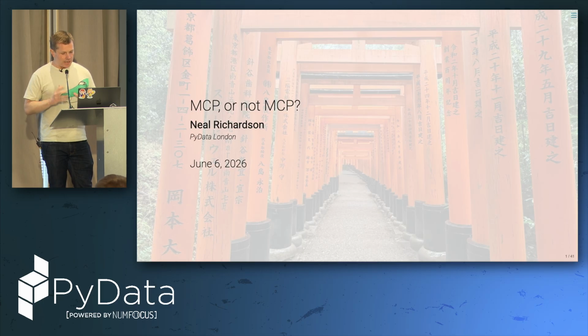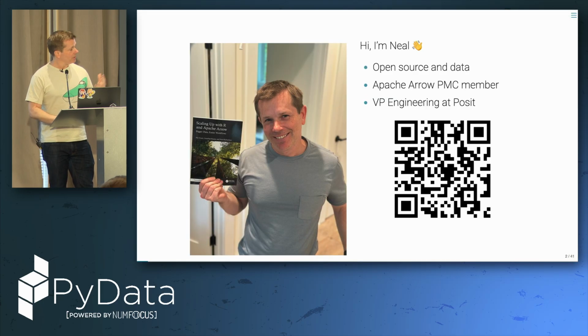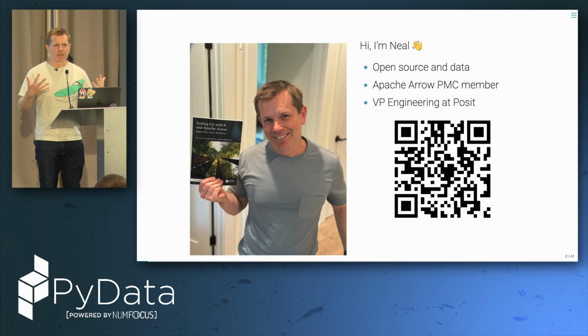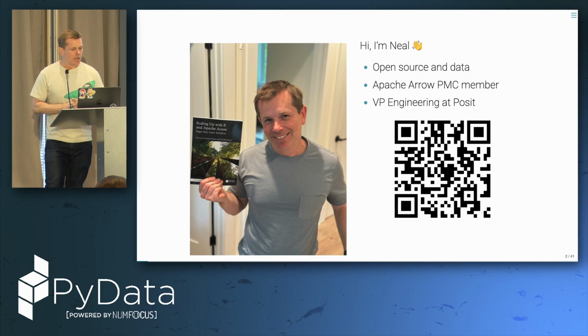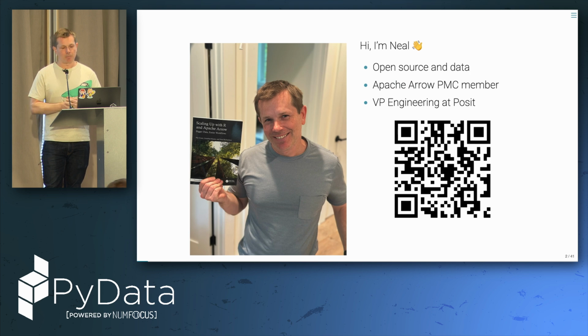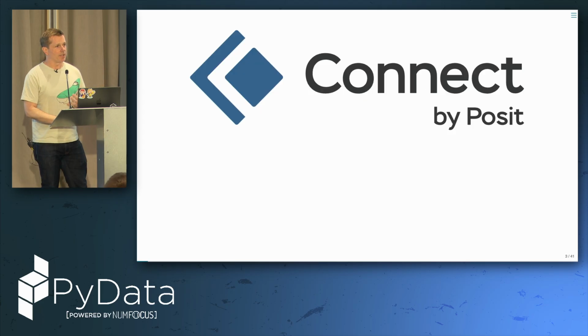Before I do that, to give a little context, Katrina just introduced me. I've been working in open source and data and the intersection of that for most of my career. I'm a member of the Apache Arrow PMC. For a number of years, I developed Apache Arrow. I was the chair of the project management committee last year, and I'm currently VP engineering at Posit. One of the teams that I work with at Posit is the Posit Connect team.